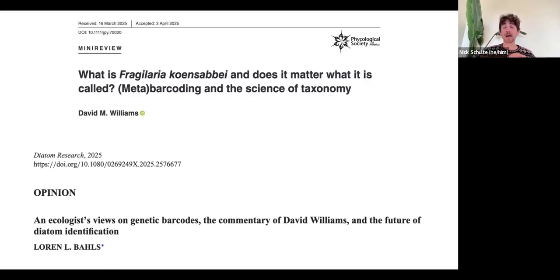So, moving on to some specific applications of environmental DNA and DNA metabarcoding in an ecological context for diatoms, which is really where a lot of the emphasis is right now. A lot of the energy in diatom molecular research is. I'll point you to these two papers. David Williams and Lauren Ball's are, essentially, a mini review and a comment, talking about whether it matters what Fragilaria is called, metabarcoding in the science of taxonomy, where David Williams kind of argues for classic approaches and exercising caution with the application of barcoding and metabarcoding in how we think about identifying diatoms.